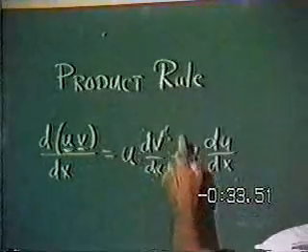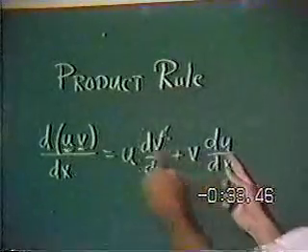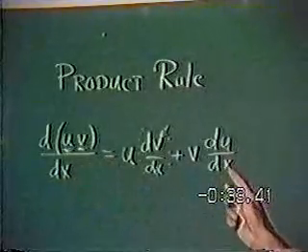Plus, then you write the second object down and take the derivative of the first one. This is saying the derivative of the first object, the first quantity over here, with respect to x.